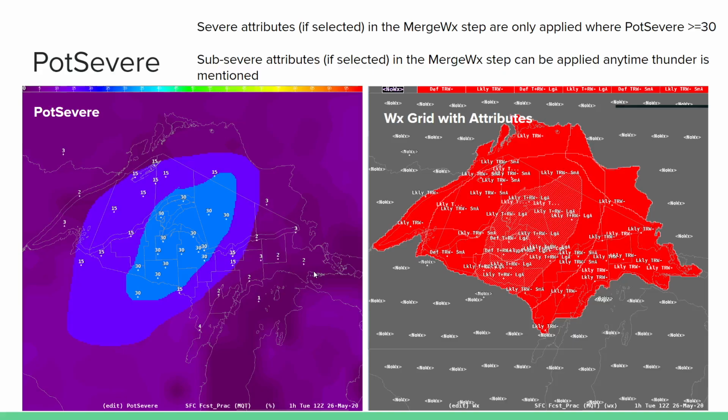There's pot severe on the left and the weather grid on the right. There's where the 30 value for pot severe, where the SREF probabilities have been tripped within the SPC categorical mask. And that's where at the merge weather step you can get T+, and those severe attributes such as large hail and damaging wind. Subsevere attributes such as small hail can be added at the merge weather step anytime thunder is mentioned.